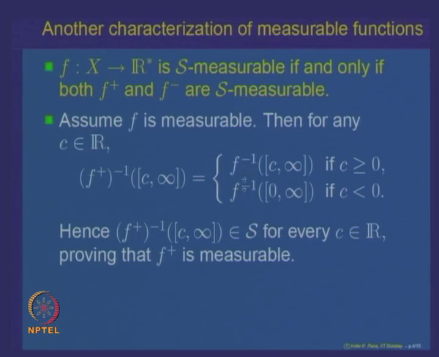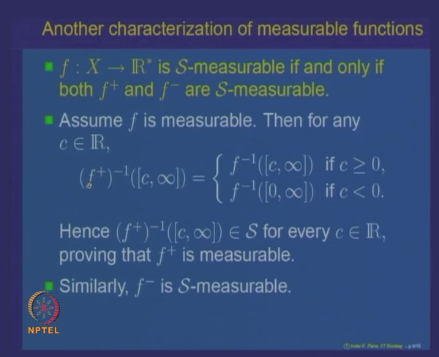So, in either case, because f is measurable, both these sets are in the sigma algebra. So, f plus inverse of c to infinity belongs to the sigma algebra if f is measurable. So, that proves that f plus is measurable. A similar argument will prove that f minus is also measurable.